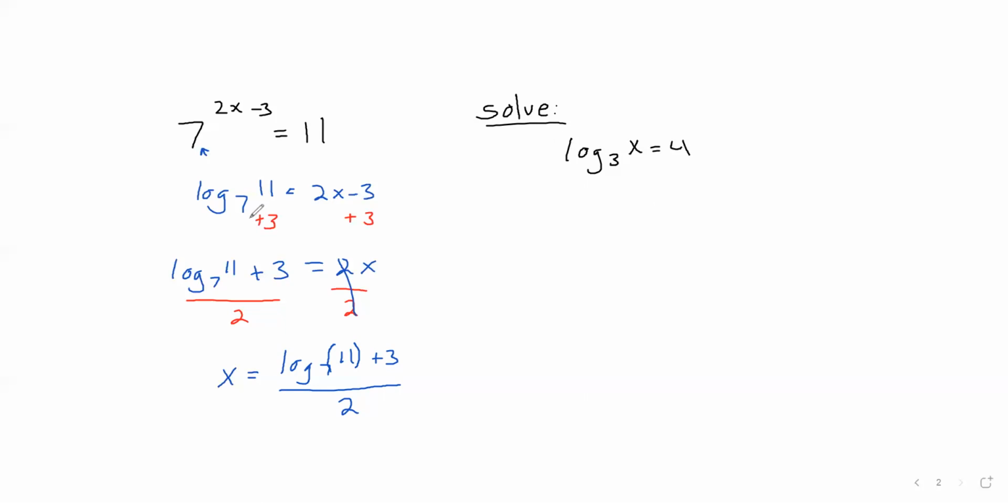Very much like with the previous questions, my log is all by itself on one side. I'm not saying 2 plus log of x, etc., in which case our first goal was to get rid of that 2. Nope, it's just log base 3 of x equals 4. So I'll go straight to change into exponential form. My base 3 raised to the power 4 equals x. Now here, there's nothing else to really do. Done. X is 81, 3 to the power 4.